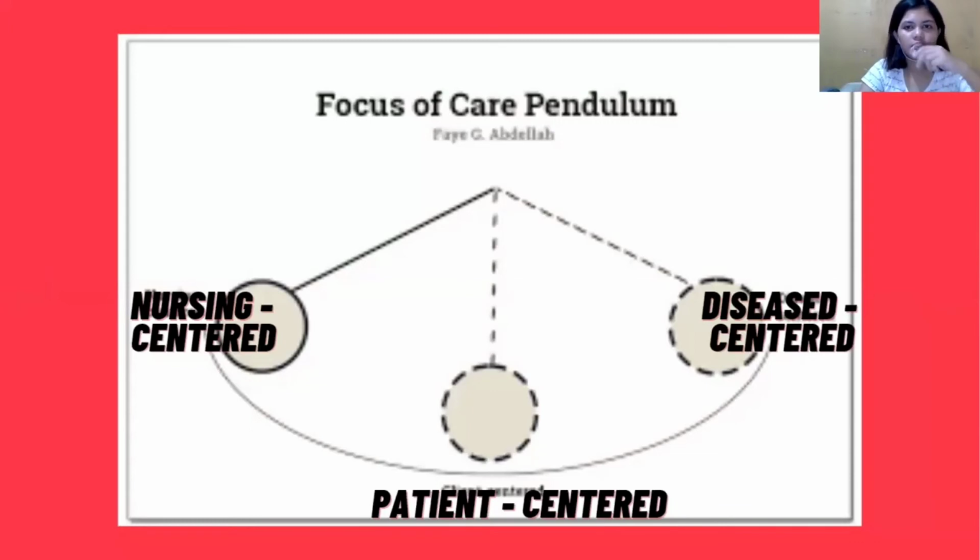Focus of care pendulum: nursing-centered, patient-centered, and disease-centered. It was mentioned in the first slide that it is the client-centered or patient-centered approach which Abdellah professes to uphold. Basically, the focus of care pendulum explains her desire to move away from a disease-centered orientation. In the diagram, she seems to swing the pendulum to the opposite pole, from disease orientation to nursing orientation, while leaving the client somewhere in the middle.